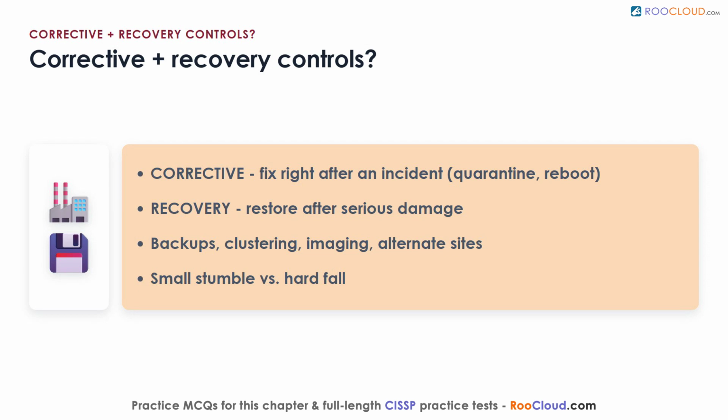Examples include backups and restores, server clustering, system imaging, and alternate processing sites for disaster recovery. Picture a spring that pulls a door shut and relocks it automatically. Corrective handles the small stumble, recovery handles the hard fall.